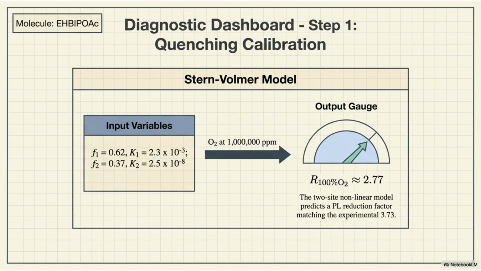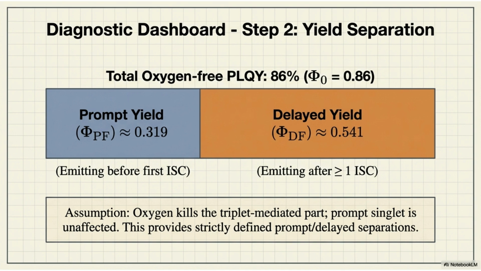We begin the diagnostic dashboard with quenching calibration using the Stern-Volmer model. The two-site nonlinear model predicts a PL reduction factor that matches the experimental results. Next is yield separation. Assuming oxygen kills the triplet-mediated part, we can separate the total oxygen-free PLQY into prompt and delayed yields, resulting in strictly defined separations.